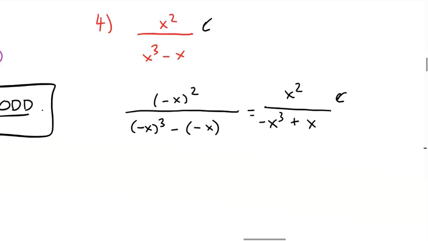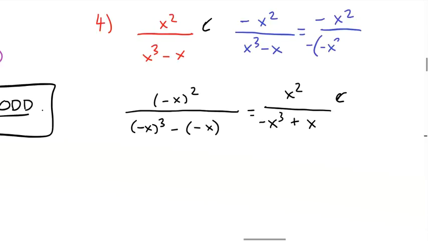So let's see if the negative version of our original function will end up resulting in what we came up with. If we multiply our original function by negative, we're going to get negative x squared over x cubed minus x. And we can see again that this is not matching up unless we factor out a negative 1 from the top and bottom. If we factor out a negative 1 from the top, we're going to have negative x squared still. And if we factor out a negative 1 from the bottom, we're going to have negative x cubed plus x, because if you distributed this negative, you would come back to this expression right here.